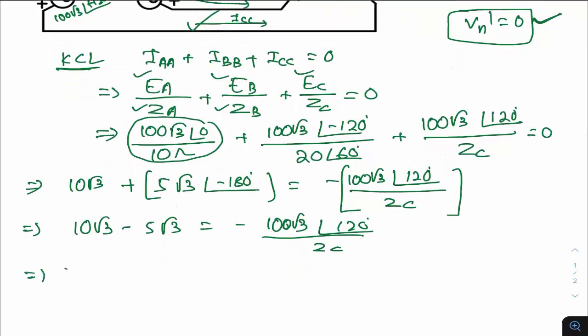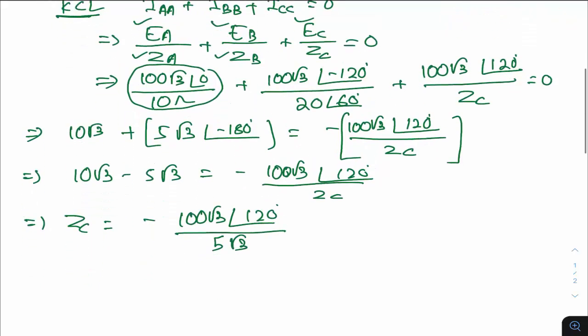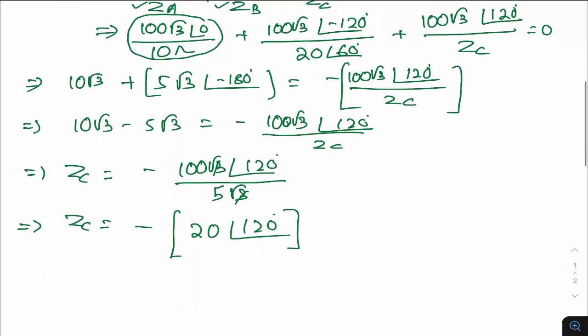So this implies your ZC is basically minus of 100 root 3 at an angle of 120 degrees divided by 10 root 3 minus 5 root 3, which is basically 5 root 3. So this implies ZC is equal to minus of, root 3 cancels, 100 by 5 is 20 at an angle of 120 degrees. So you have this negative sign outside.